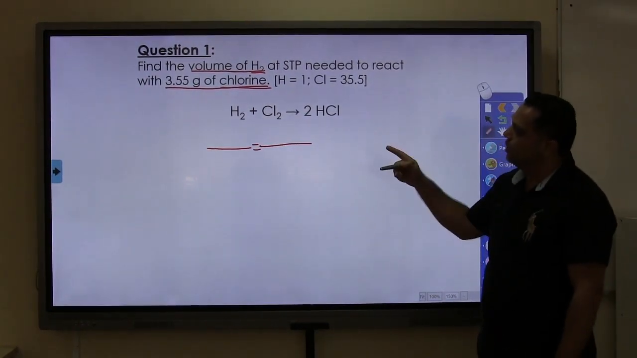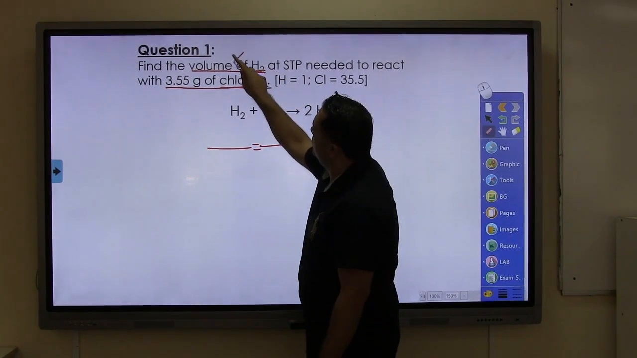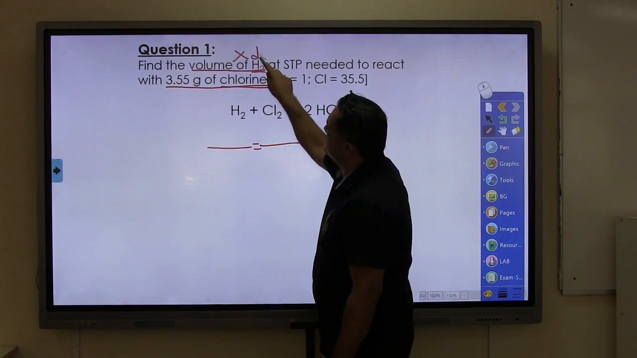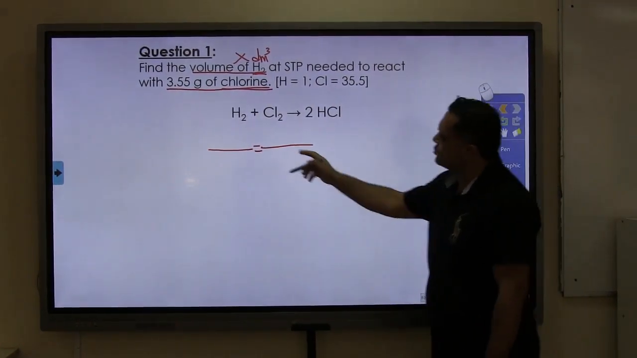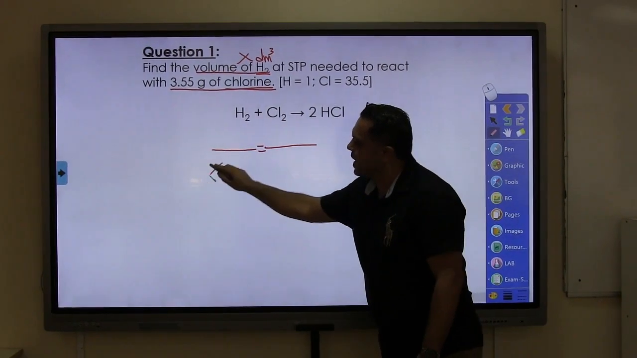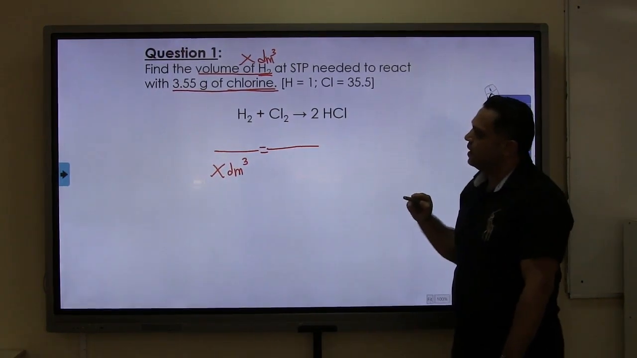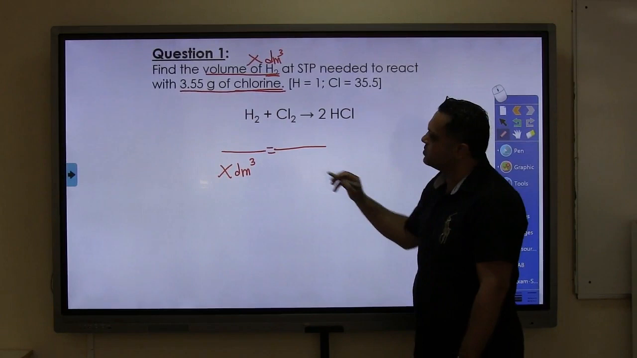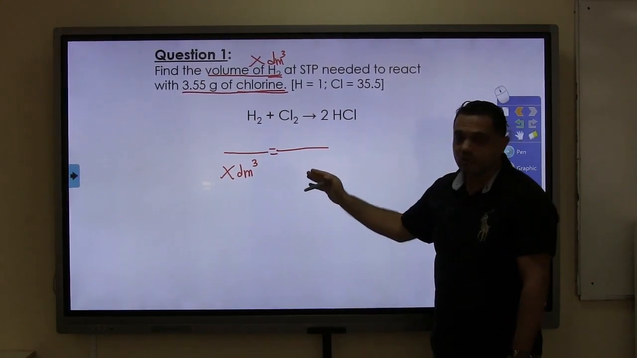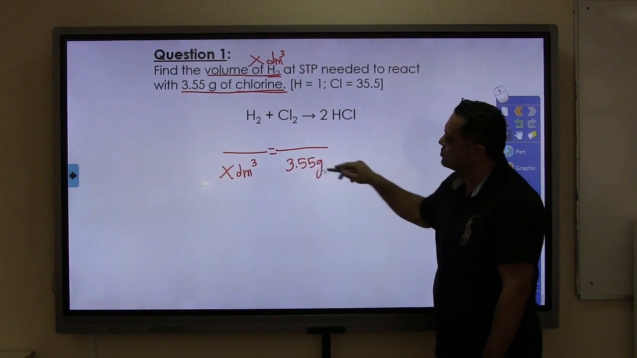So find the volume of the hydrogen. This is the unknown. So the unknown will be, let's say, x decimeter cube of the hydrogen. Below the hydrogen, I will write x, the unknown volume of the hydrogen. And then the other given, 3.55 grams of the chlorine, will be in the ratio for the chlorine.